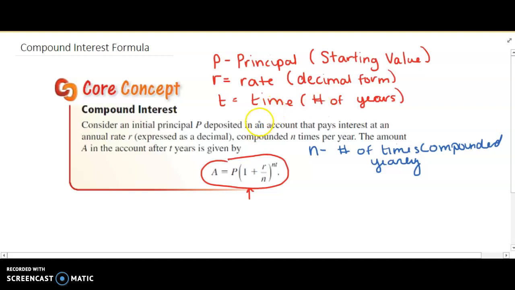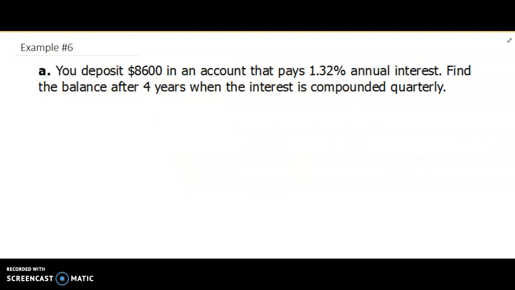If it's compounded semi-annually, that's twice a year, so N is 2. If it's compounded quarterly, that'd be every 3 months, so 4 times a year. If it's compounded monthly, N is 12. All right, so let's look at a problem. We're going to use A equals P times 1 plus R over N to the N times T power. You're going to have to know this.